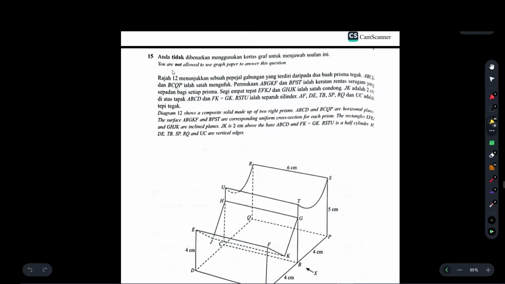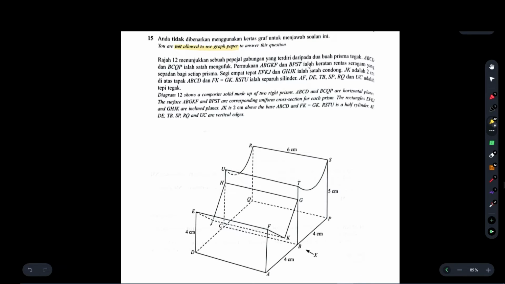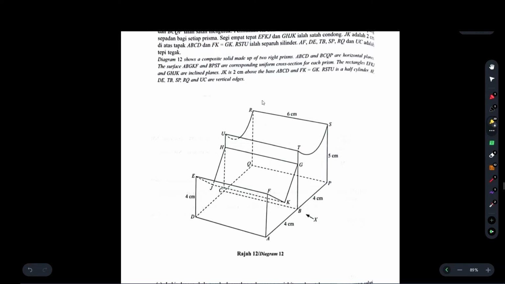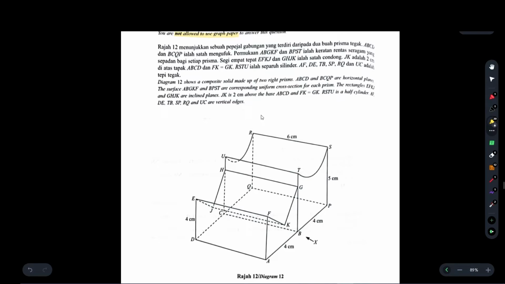Okay, so now let's look at question 15. We are not allowed to use graph paper for this. So it's going to be a blank space and you're going to draw it. This is one of the chapters from Form 3, I think. So let's look at what we have here.